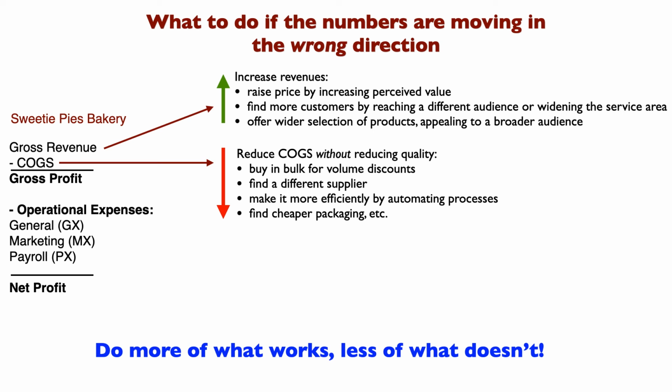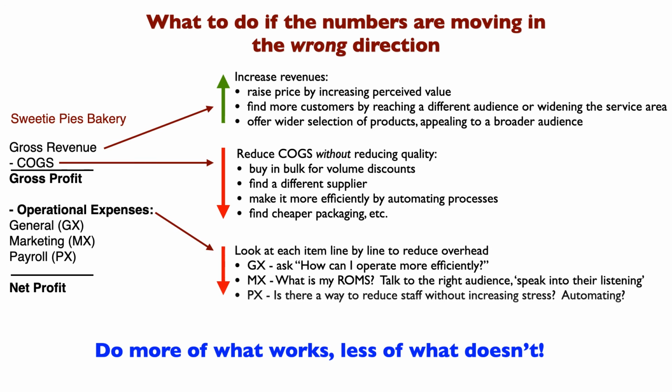Now, if she looks at operational expenses, here she has to look at each item line by line in order to figure out how can I do things better. So when she looks at general expenses, she can ask, how can I do this more efficiently? Can I, in fact, for instance, renegotiate a better rent? Can I find a cheaper cost of business insurance? Line by line, she asks, is there a way to do this more efficiently? Or do I need this at all?